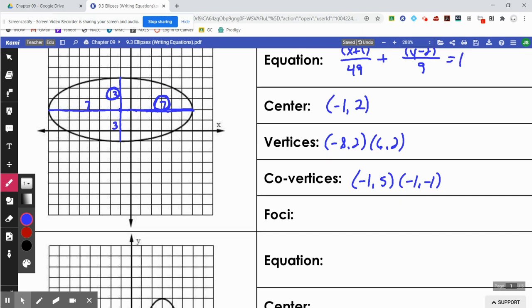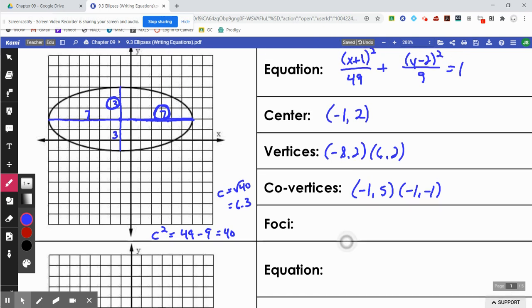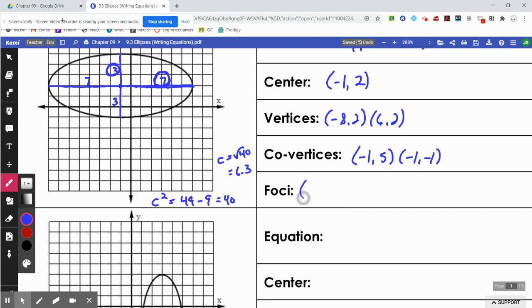To find the foci, again, you're simply going to do c squared equals a squared minus b squared. So c squared would equal 40. So therefore, c is equal to the square root of 40, which is somewhere around 6.3. So therefore, we're going to go right and left 6.3 from our center. So your foci is going to be located at 5.32 and -7.32.